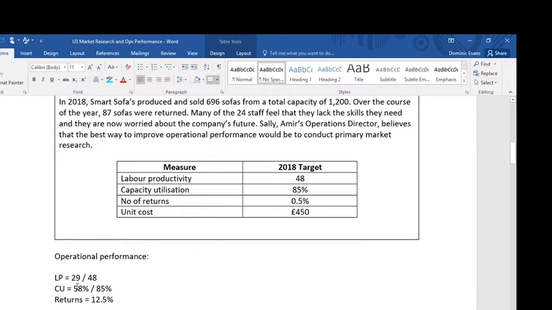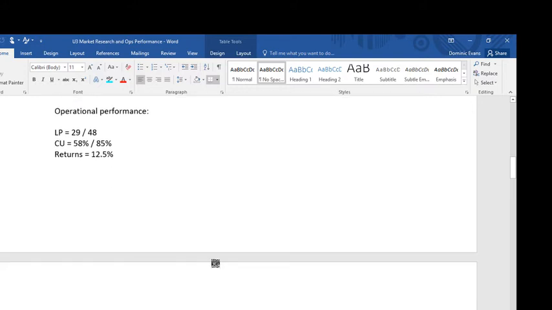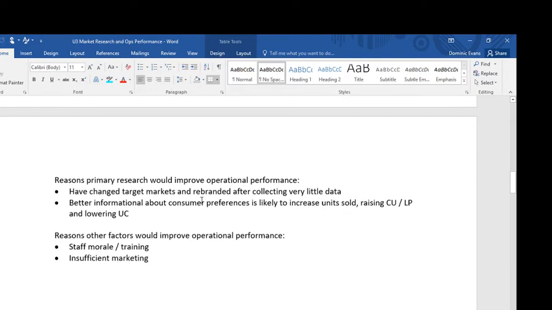Because if they were selling more sofas, the capacity utilisation would go up, the labour productivity would rise, but that wouldn't necessarily sort out the returns issue. But that seems to me to be a major issue that would improve their performance. So how would primary market research help? Well, they didn't find out very much about their target market after they've decided to target the new market. And if they found out more about their consumer preferences, they could increase their units sold, raising capacity utilisation and labour productivity and lowering unit costs.